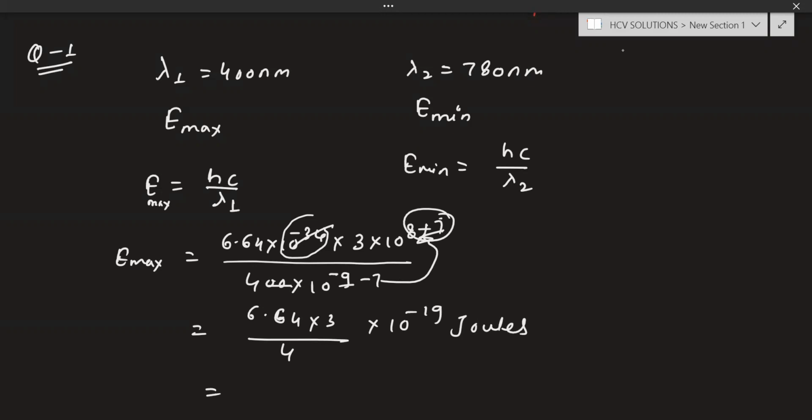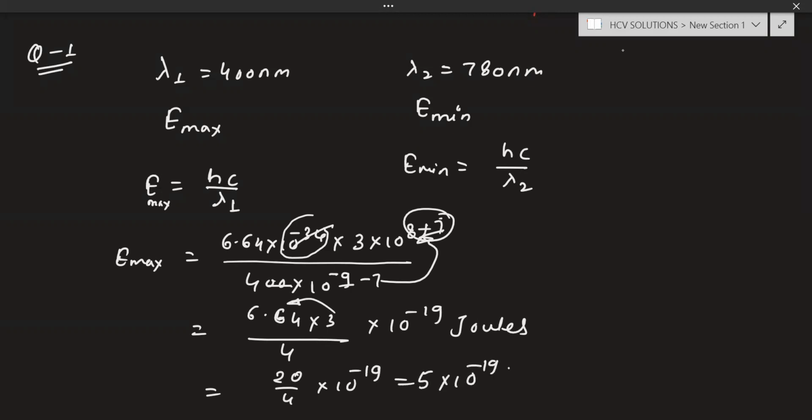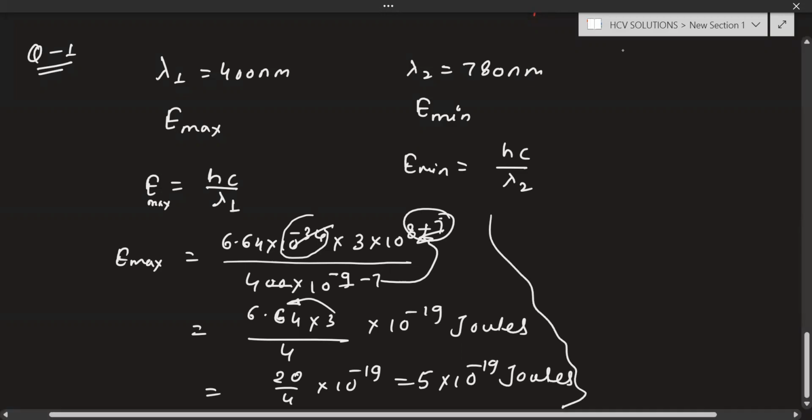So now you will see that the energy is almost 20 divided by 4 into 10 to power minus 19. So we'll find 5 into 10 to power minus 19 joules. So that will be the maximum energy in this range. Now we'll calculate the E minimum, that is the minimum energy.